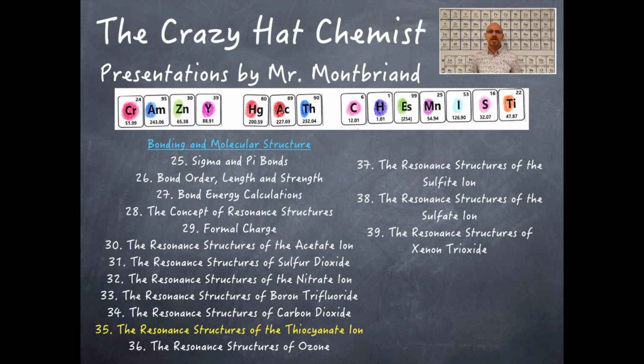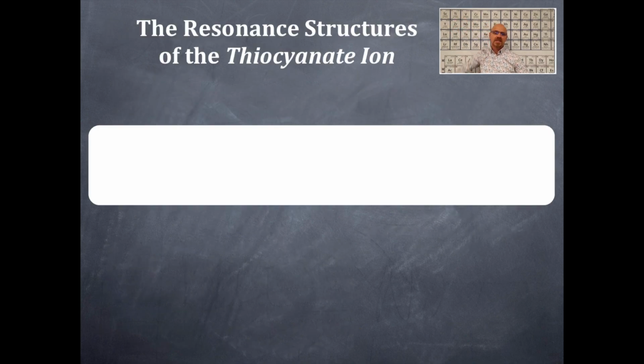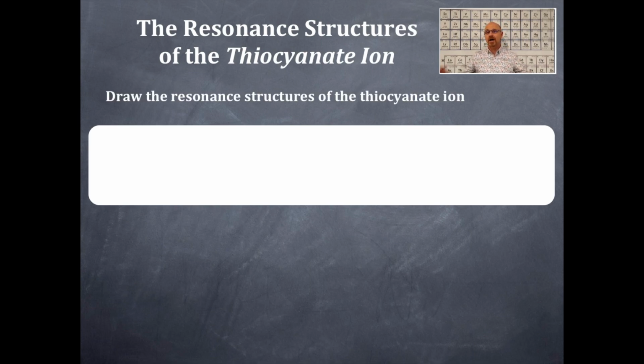So another video in bonding and molecular structure. Bam! Today we're doing the resonance structures for the thiocyanate ion. I want you to try to get the thiocyanate ion from memorization. You should have memorized this one already before. It's one of the very important ones. It's SCN-1. Did you get it? Did you get it right?